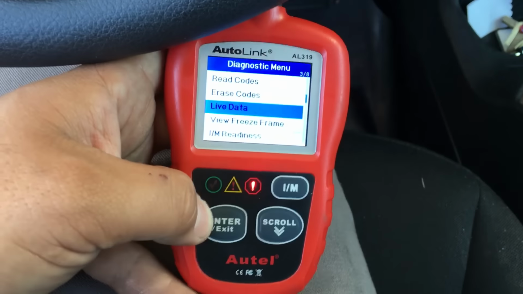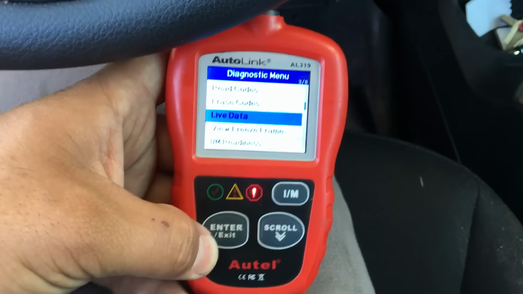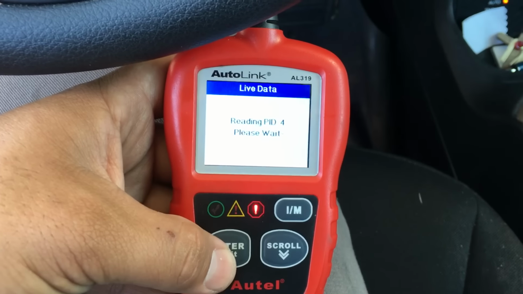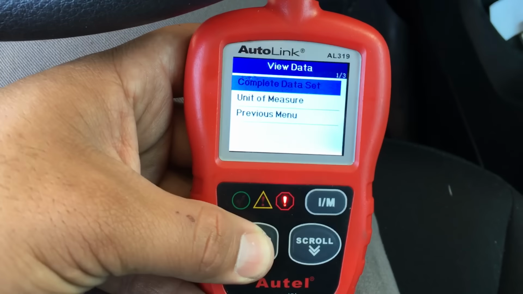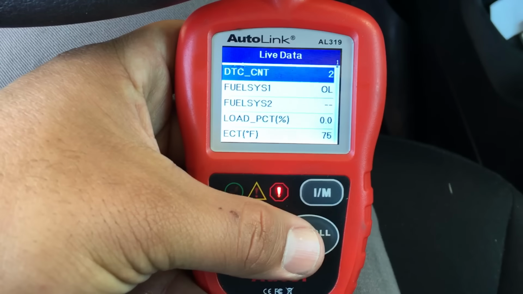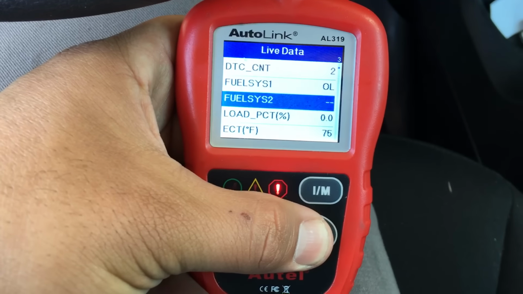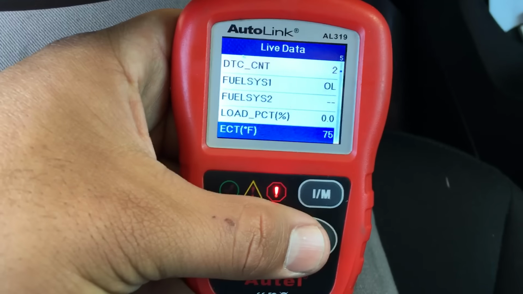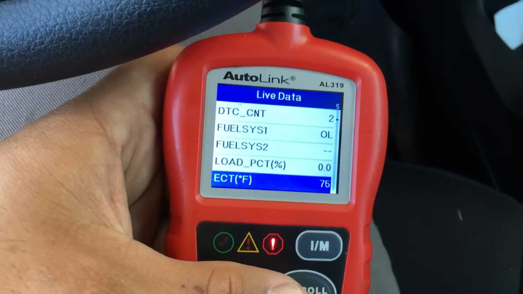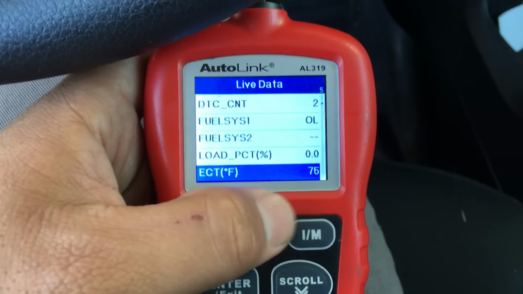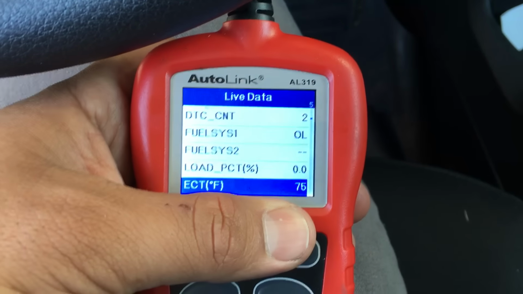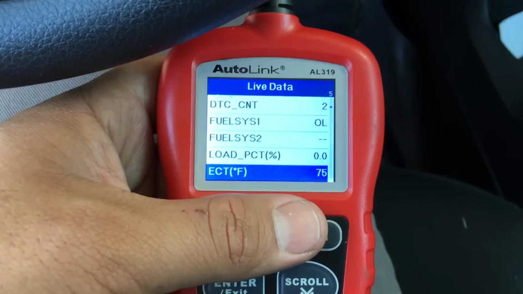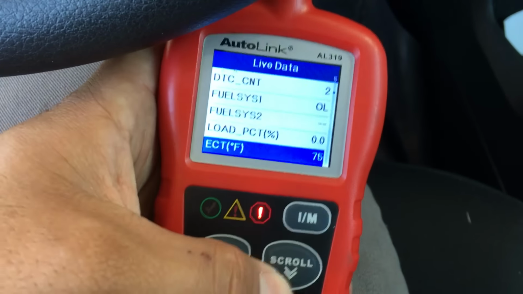Before I do that, I just want to do a real quick check on the engine coolant temperature sensor. I'm going to go to live data and check to see what the sensor is reading. Complete data set. Let's scroll down till we see engine coolant temperature right there. You can see it's 75 degrees. This car sat overnight and the engine has not been started yet, so this temperature looks correct, about 75 degrees, which is actually the outside temperature today. So it looks like the engine coolant temperature is reading properly.